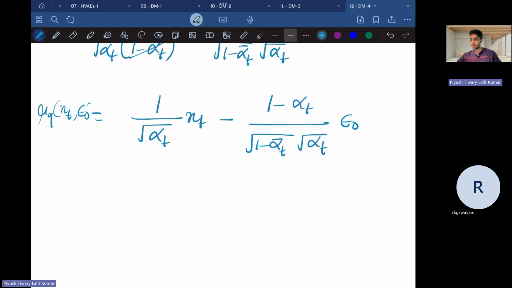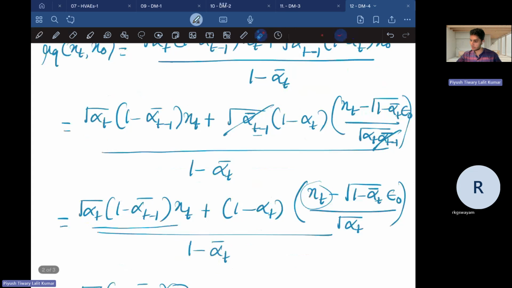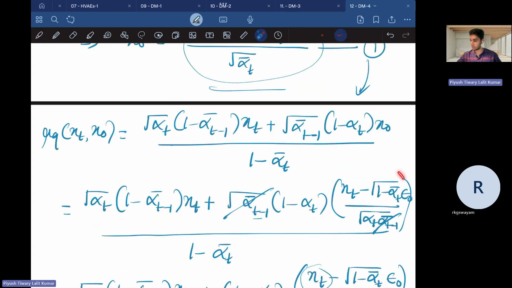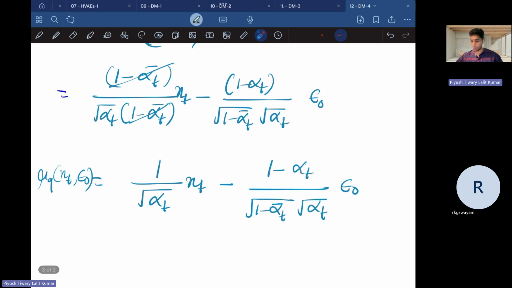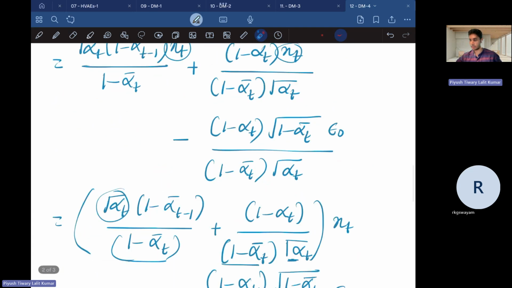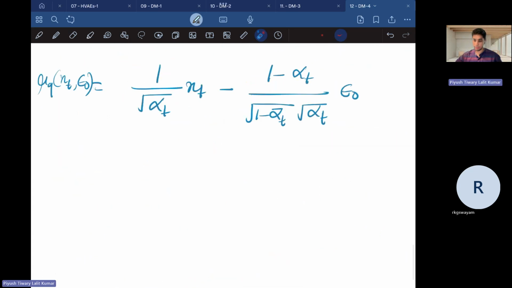So basically I did that substitution here where I wrote x naught in terms of epsilon naught and xt, right? And then we did a lot of simplification. You can ignore all those simplifications if you want. But end of the day, x naught got omitted. Instead, we were able to write mu q in terms of xt and epsilon naught. Remember what was epsilon naught? Epsilon naught was this noise that we added to x naught in order to get xt, isn't it? So epsilon naught is the noise that we added in order to obtain xt. Just remember that. So now this is our mu q.